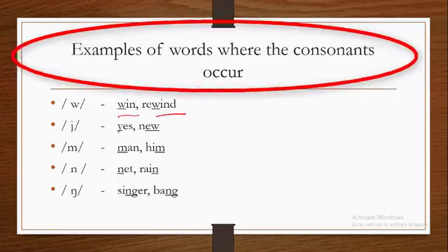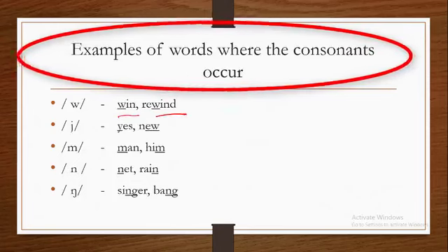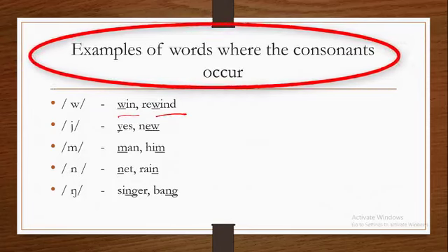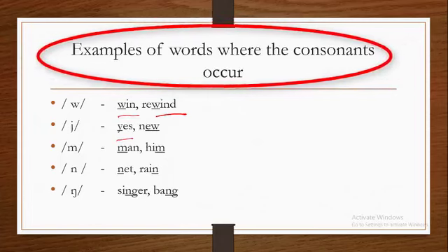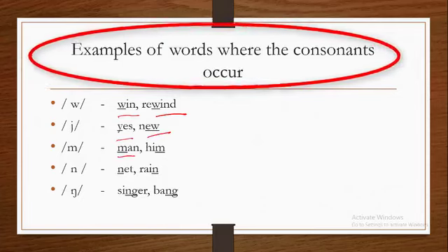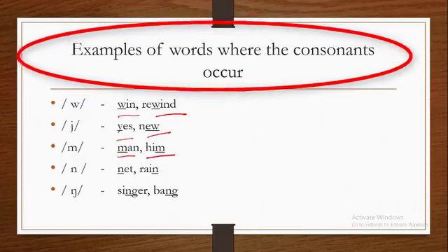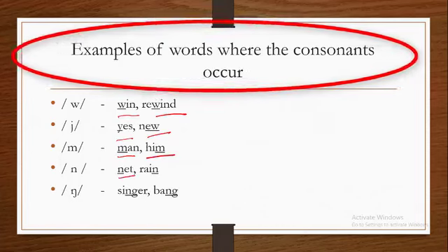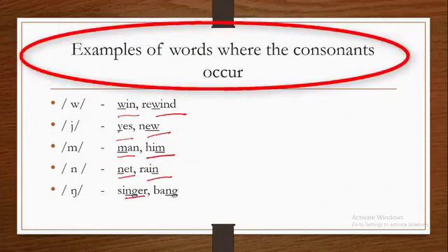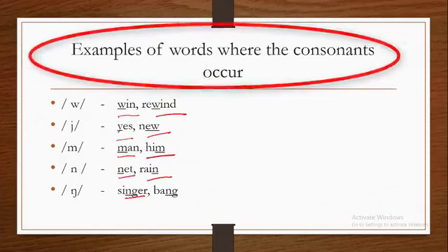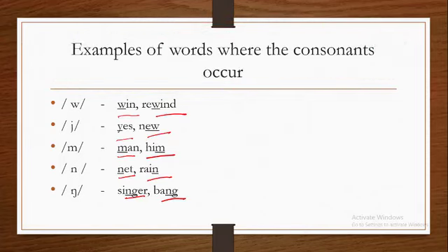We have rewind, middle position. We have yes, initial position. We have new, right? Final position. We have man, initial position. We have him, final position. We have net, initial position. We have rain, final position. We have singer, middle position. We have bang. With this, we have come to the end of our class day on speech work.